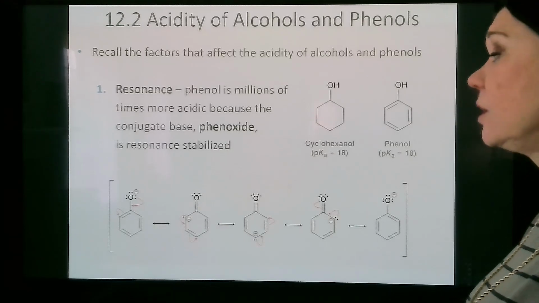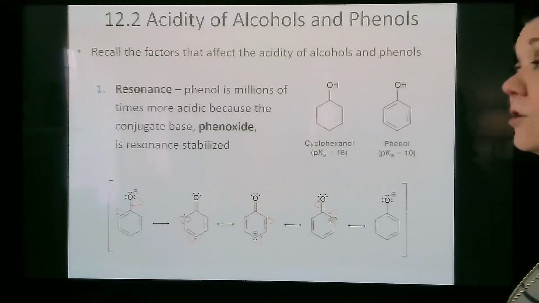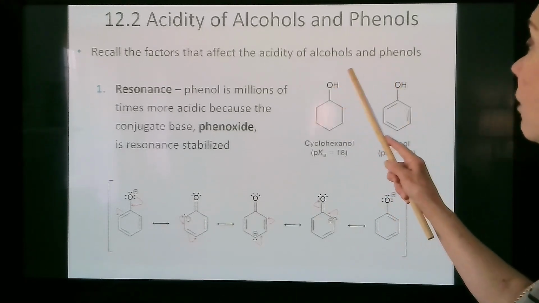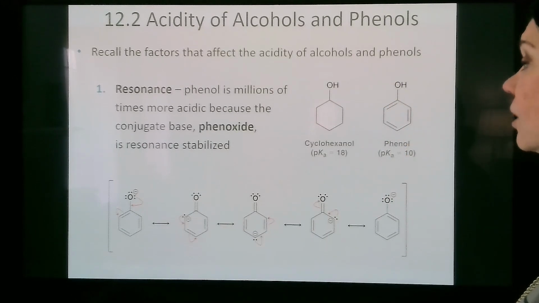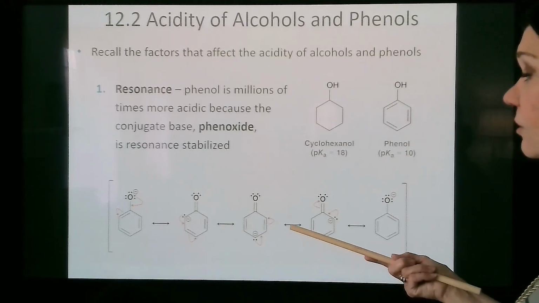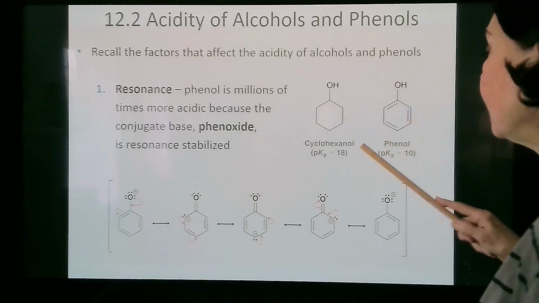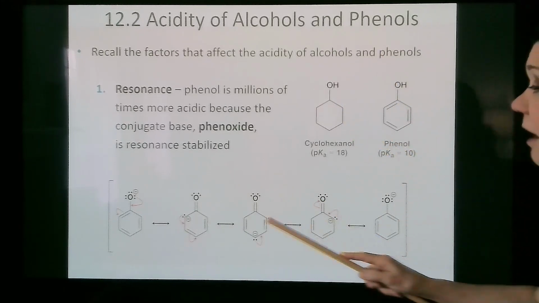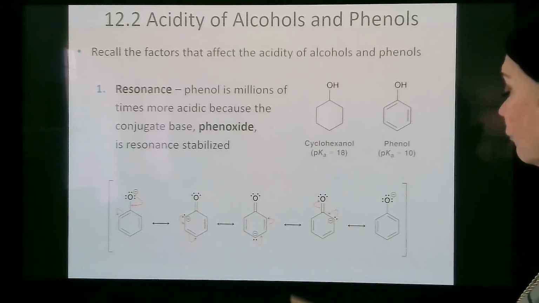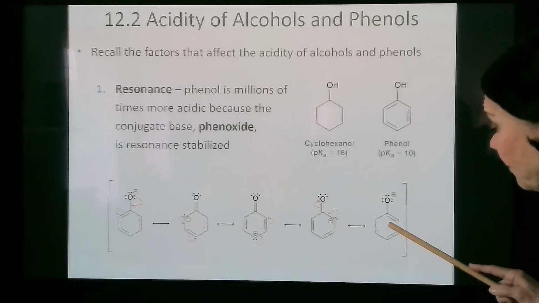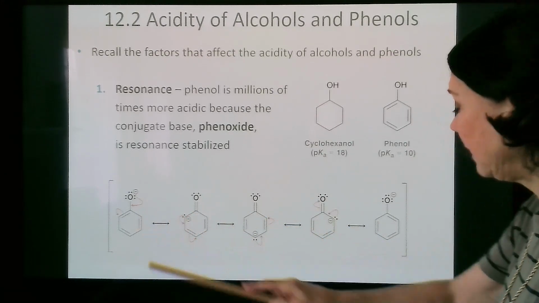Here we'll just consider things like resonance and induction when you're comparing the relative acidities of two different alcohols. So in this case, resonance is important. Cyclohexanol, you have no resonance. Phenol, you have 5 different resonance structures where you're moving the negative charge around the different atoms. And then here you have the 2 resonance structures of the benzene ring.